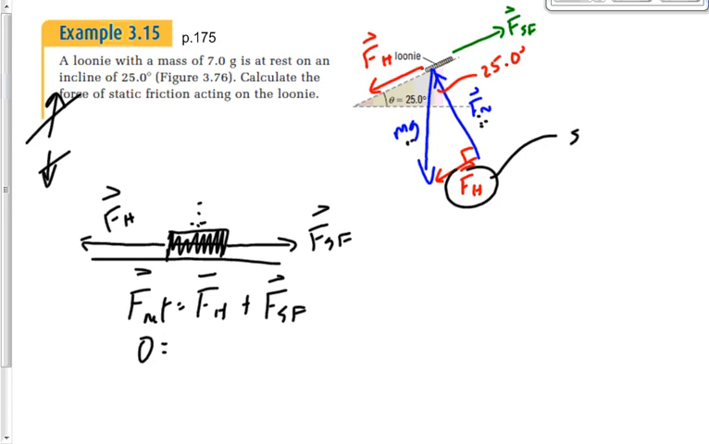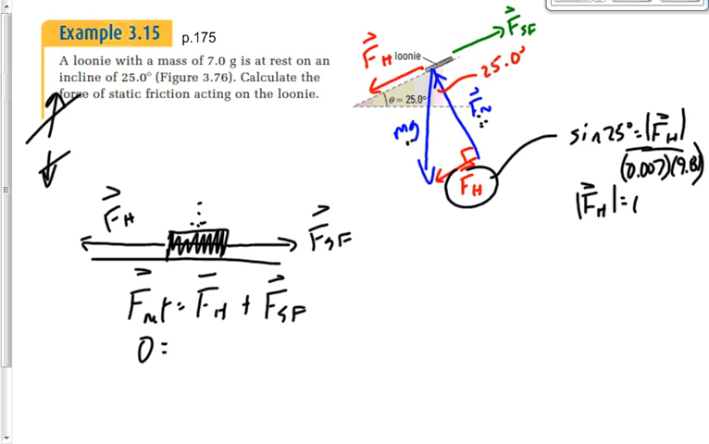Let's say sine 25 degrees is equal to opposite over the hypotenuse, m times g. But m times g is 0.007 kilograms. Got to go kilograms, right? Times 9.81. Let's get FH there. I get 0.02902. All right, so FH, I'm going to make it a negative number, negative 0.02902 newtons.